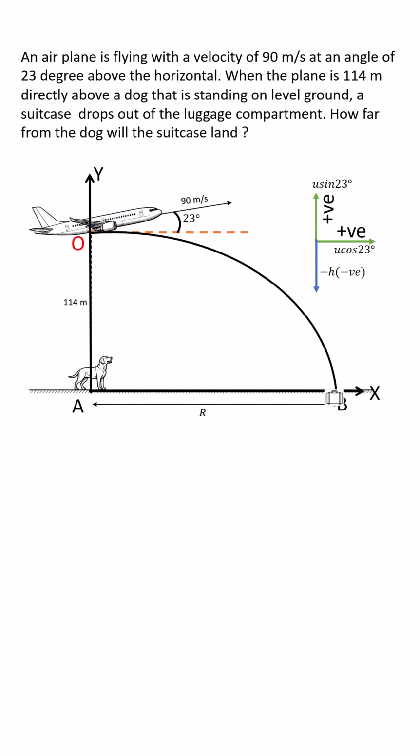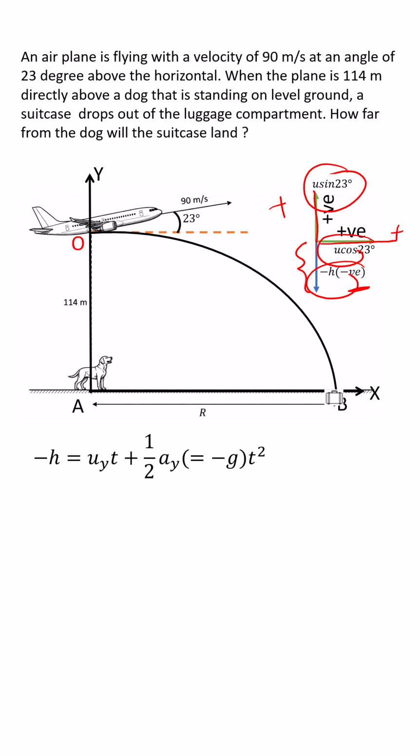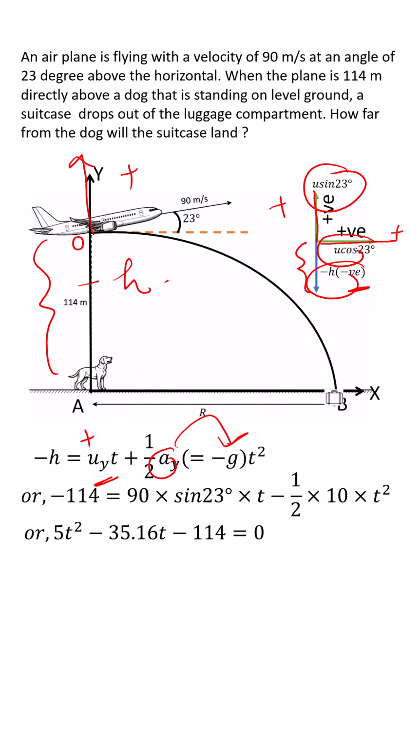Okay, this is origin. For this direction we take positive, this direction we take positive, and this direction we take negative. That's why our h is negative, horizontal velocity is positive, and vertical velocity is also positive. Okay, since this h is below the origin, we write minus h. This uy, vertical velocity is above the origin, that's why we write plus, and ay is always minus g. Now let's substitute the value, then solve it.